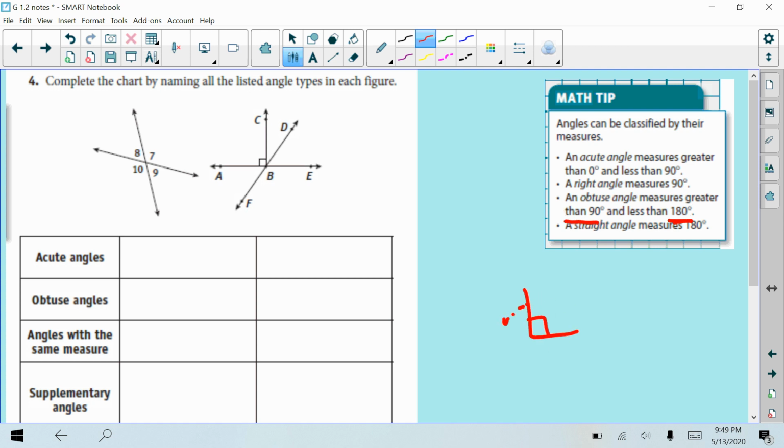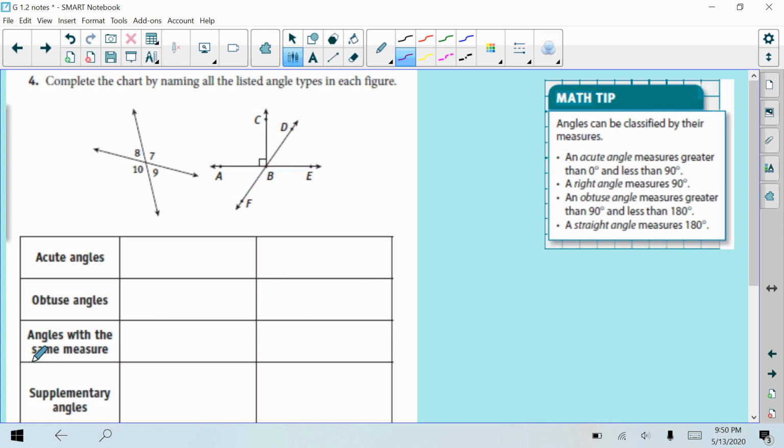Once I bring this bigger, now it's obtuse. But if I keep going and get a straight line, that is called a straight angle. So there's some vocabulary there. Obtuse angles, we said 10 and 7. Over here, an obtuse angle could be A, B, D. Another one could be F, B, E. There's a ton of them that you could come up with.